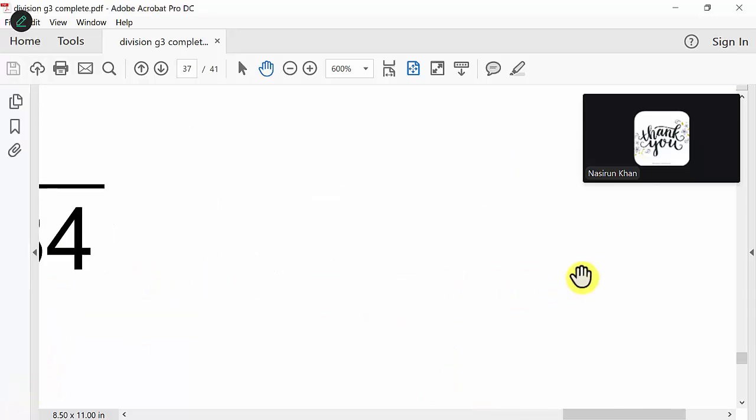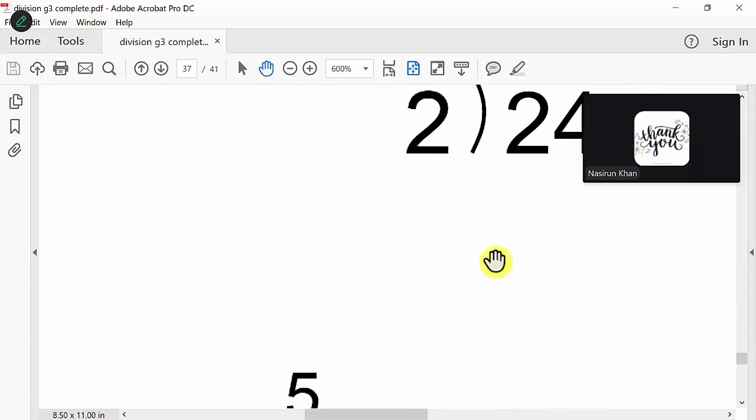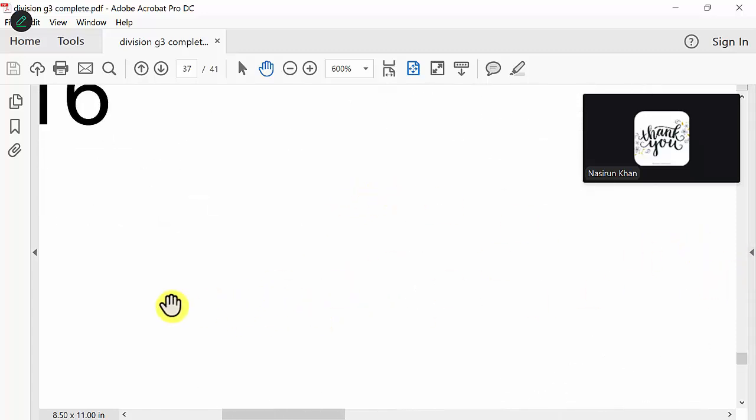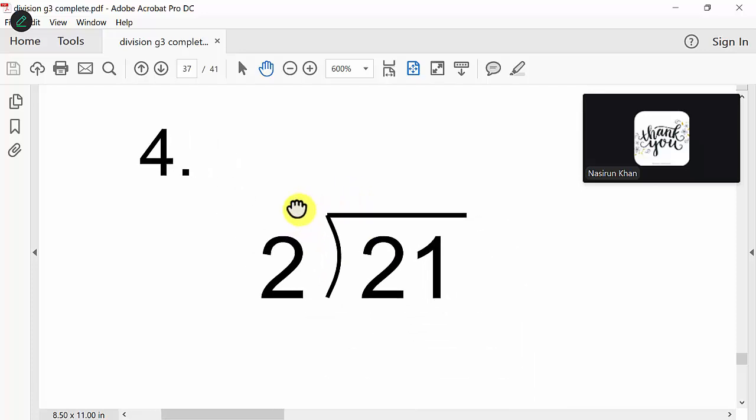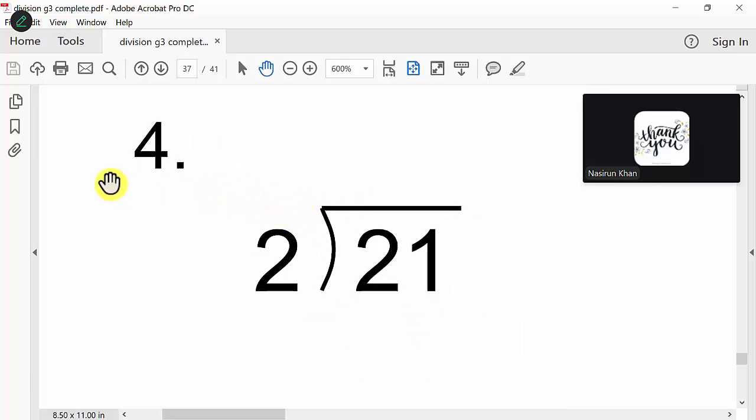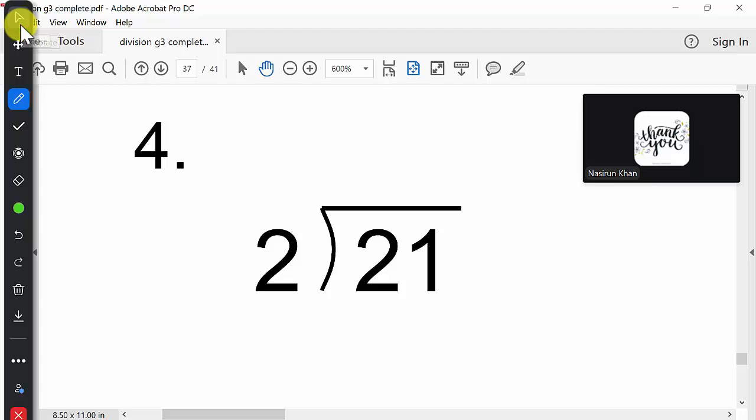We'll do all the numbers. Okay, so let's do number 4. Number 4 is down here. Oh, that's number 5. Number 4 is this one: 21 divided by 2. Let's see what 21 divided by 2 is.